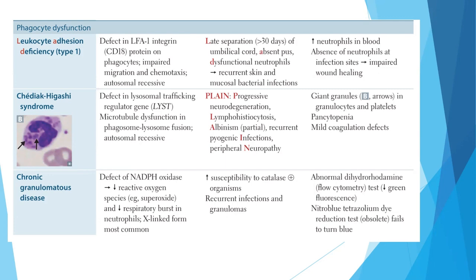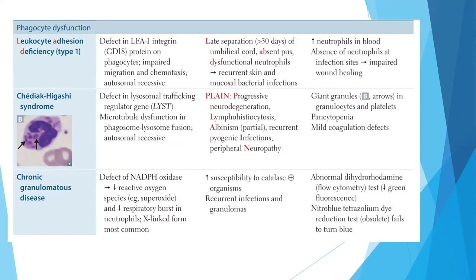In case of Chediak-Higashi syndrome, there is defect in the lysosomal trafficking, and there is progressive neurodegeneration, albinism, and recurrent pyogenic infection. And there are giant granules in the granulocytes and platelets. Generally, they will provide you this histology in the examination.